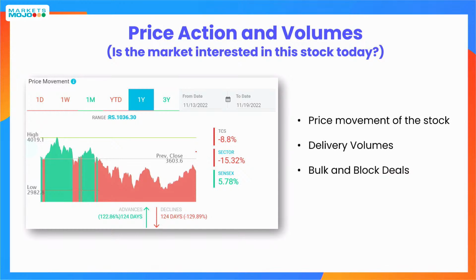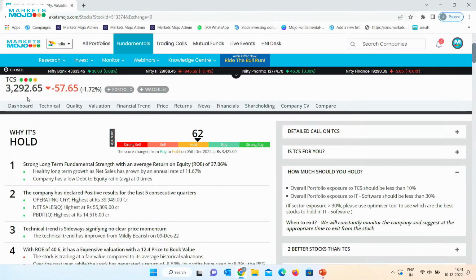This is the particular graph I've attached over here, which is the price movement of the stock. We'll also look at delivery volumes, what it actually means, and bulk and block deals. This gives us some idea of how much of the market is interested, or how our institutions are interested, in this particular stock. I'll jump to the stock page right now. You can see these particular tabs over here. We'll go to price.